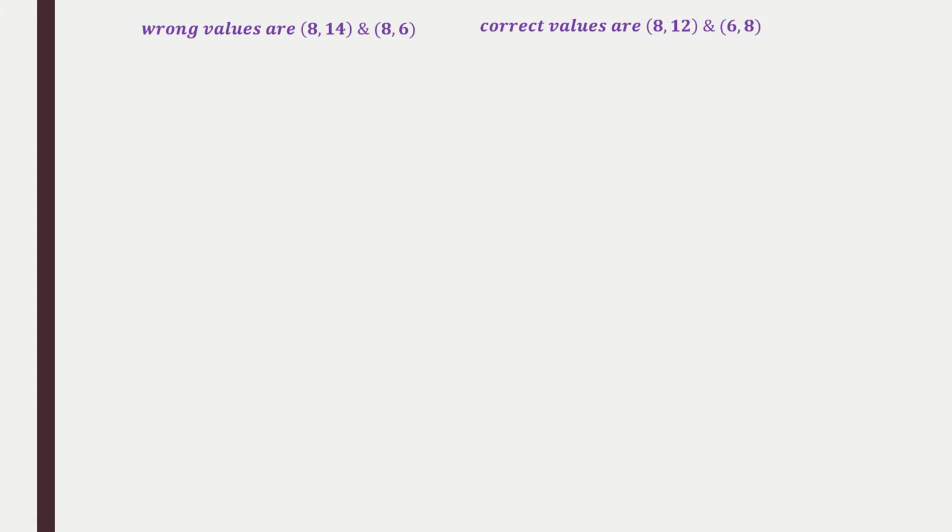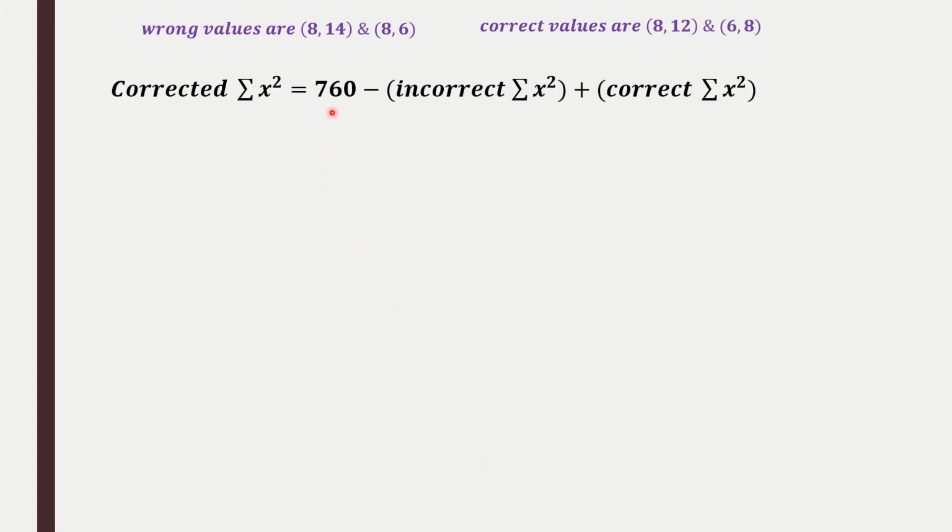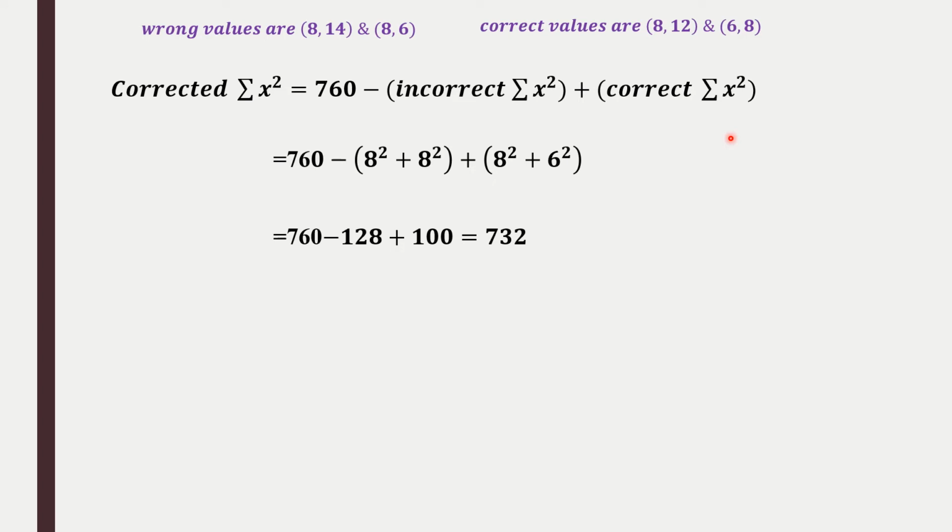Now the next summation, that is summation x square. 760 is the value given in the problem. From 760, subtract the incorrect summation x square. Now summation x square will become 8 square plus 8 square. The correct summation x square will become 8 square plus 6 square. So 760 minus the wrong x square, 8 square plus 8 square, and the correct x square is 8 square plus 6 square. So that becomes 760 minus 128 plus 100. That comes out to be 732.